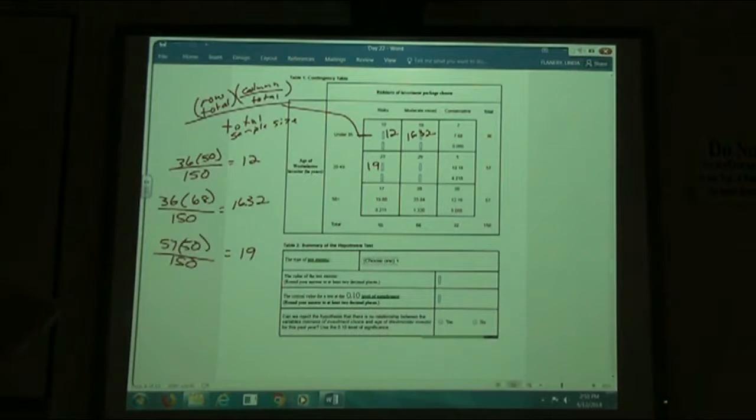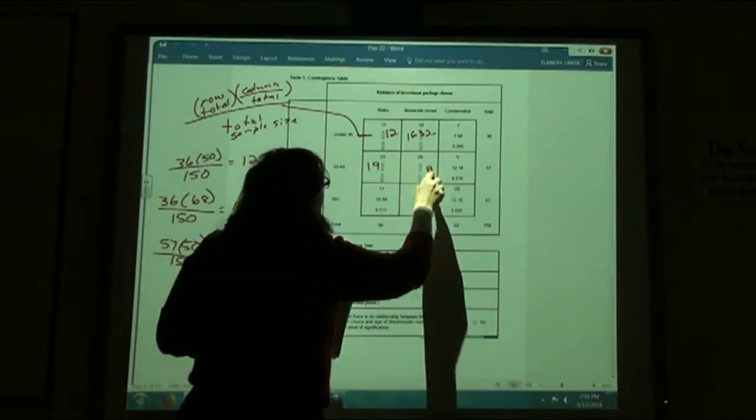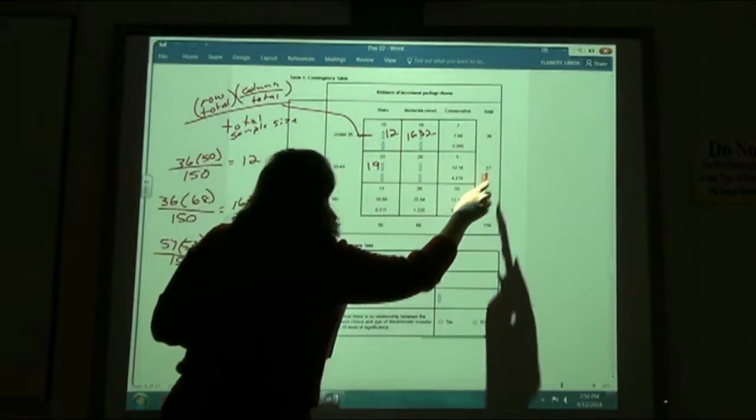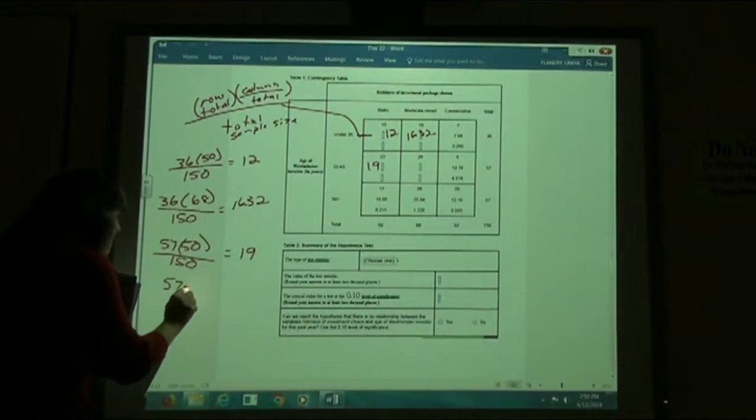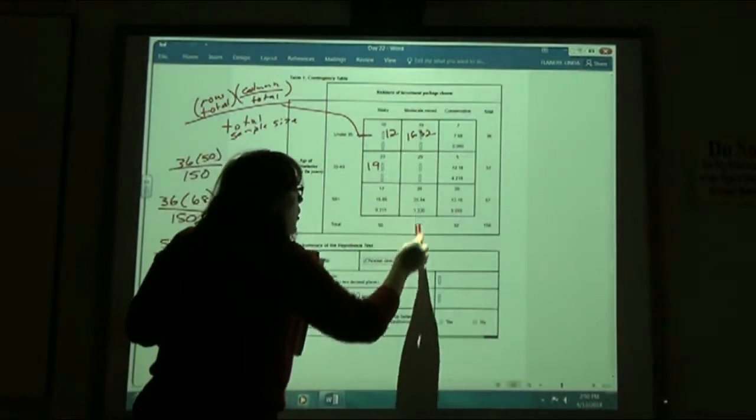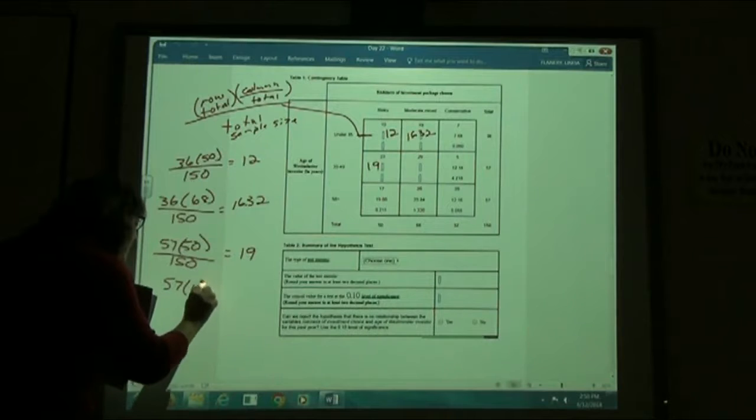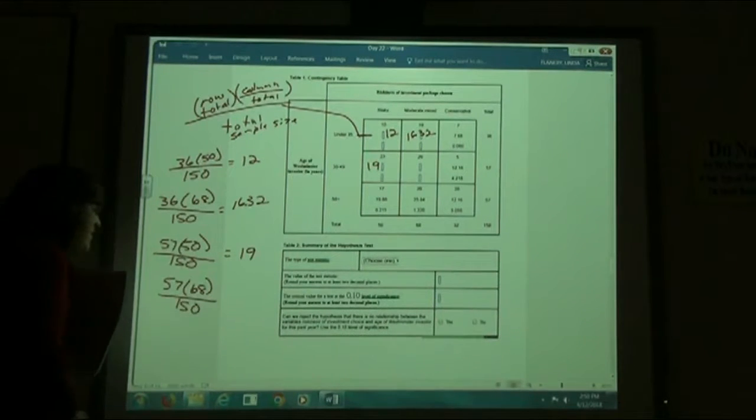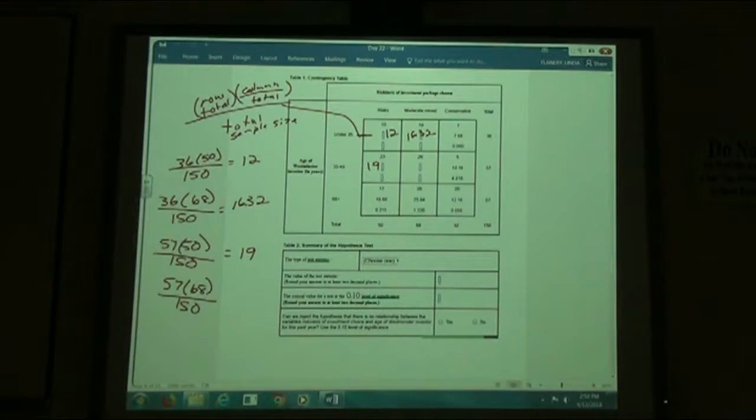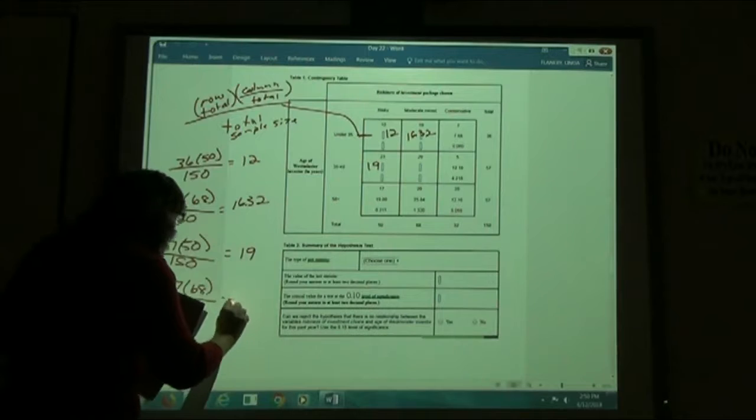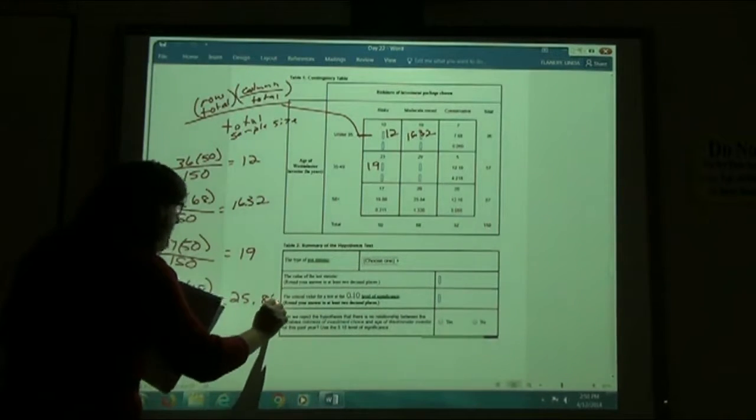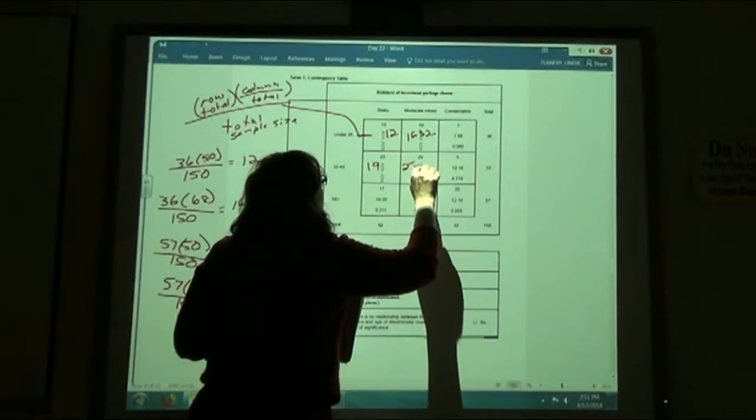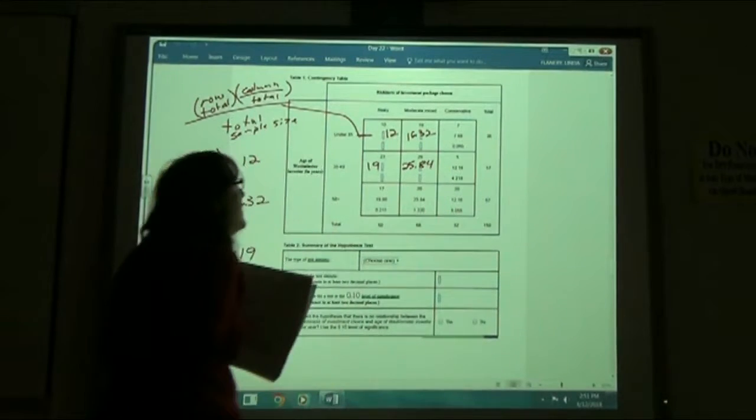And then for the last one on there, top box here, my row total is 57. My column total is 68 divided by my 150. So if you take your calculator, 57 times 68 divided by 150 should give you 25.84.